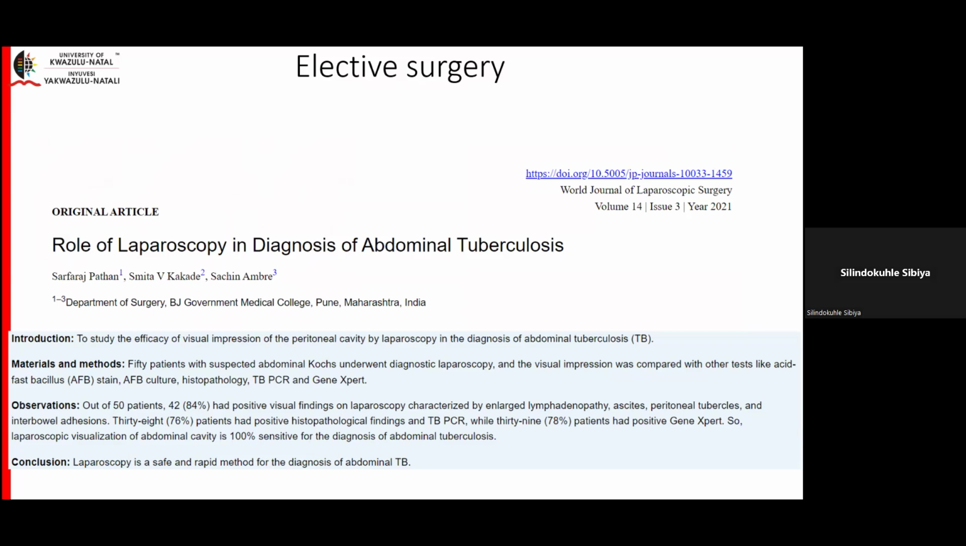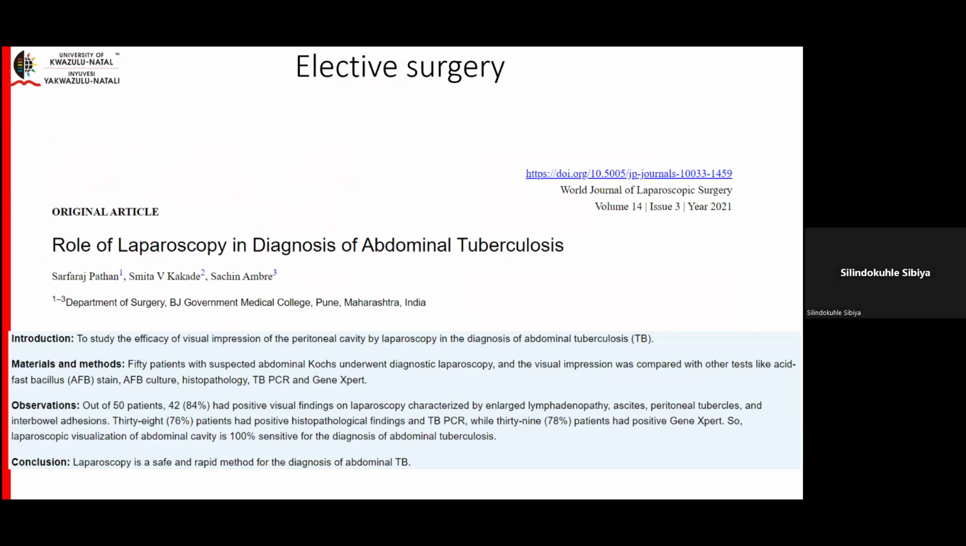So the next question would be, is there a role for surgery in the elective setting in the diagnosis of ileocecal TB? This article published in the World Journal of Laparoscopic Surgery in 2021 looked to see if there is a role for laparoscopy in the diagnosis of abdominal tuberculosis. They wanted to study the efficacy of visual impression of the peritoneal cavity by laparoscopy in the diagnosis of abdominal TB. They looked at about 50 patients.